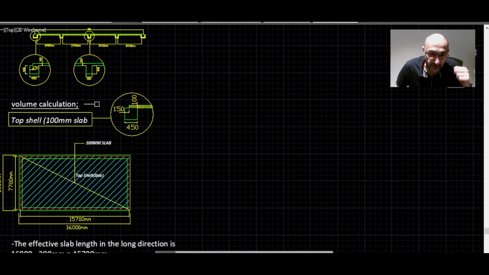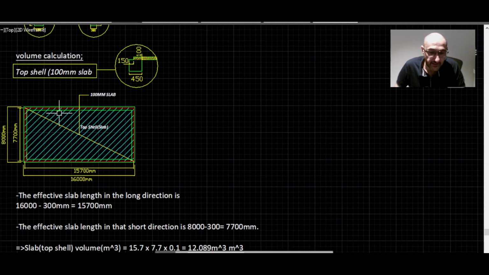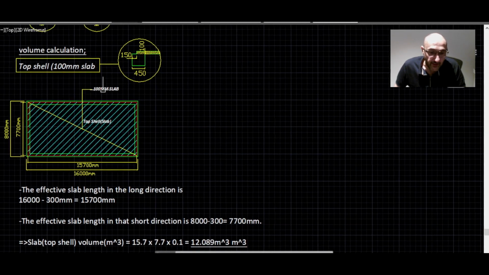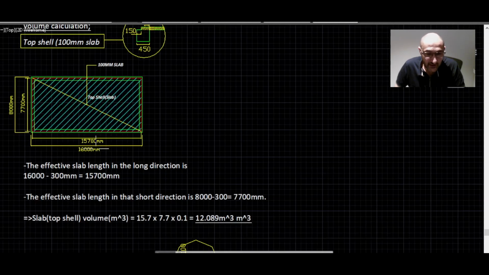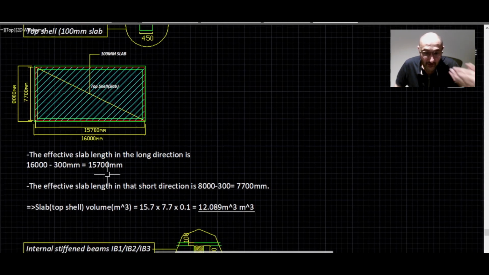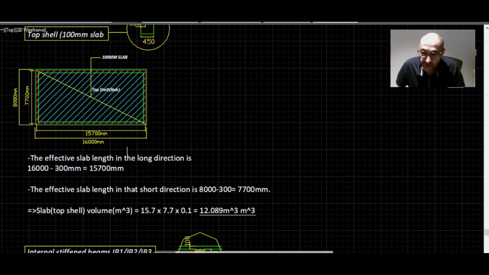Let's start off with the top shell of a 100 millimeter slab, this whole entire area here. What do we have? We have the total length is 16,000 millimeters, and we have a rebate with each side, which is 150 millimeters. Therefore, the effective slab length in the long direction is 16,000 minus 300, and that will give us 15,700 millimeters. So we've taken both rebates, 2 times 150, and that's why it's 300.